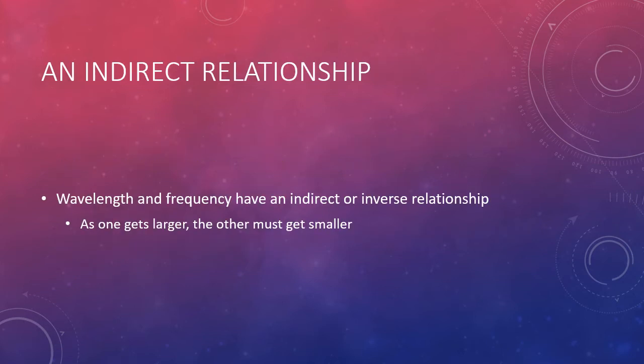Light's wavelength and frequency have an indirect relationship, or inverse relationship. That is to say, as one of them grows, the other one must get smaller. This makes sense. The longer a wave is, the longer it'll take for it to pass by, and so the less of them can pass by in a second. So a long wavelength implies a shorter frequency. Conversely, if I have a short wavelength, that implies I can get a lot more waves through in a second, and therefore a short wavelength implies a much higher frequency.